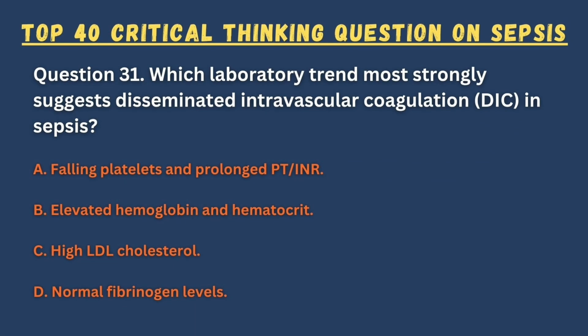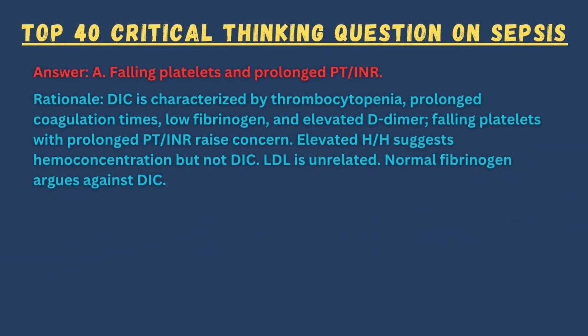Question 31. Which laboratory trend most strongly suggests disseminated intravascular coagulation (DIC) in sepsis? A. Falling platelets and prolonged INR. B. Elevated hemoglobin and hematocrit. C. High LDL cholesterol. D. Normal fibrinogen levels.